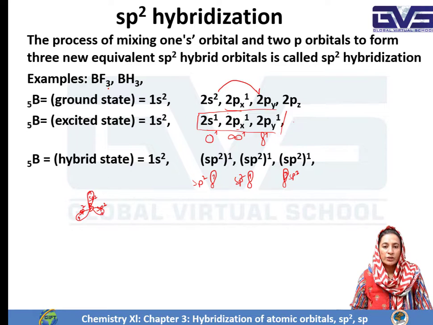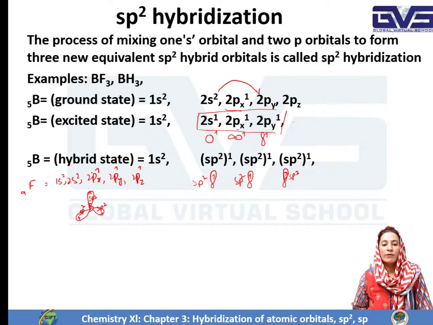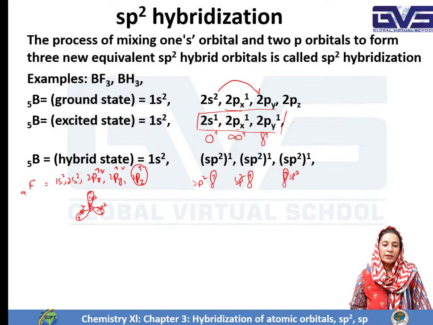fluorine, and there are 3 fluorines. Fluorine's atomic number is 9 and its electronic configuration is 1s2, 2s2, 2px, 2py and 2pz, with 9 electrons in total. So it has only one partially filled atomic orbital. It means one fluorine will form a bond with this.